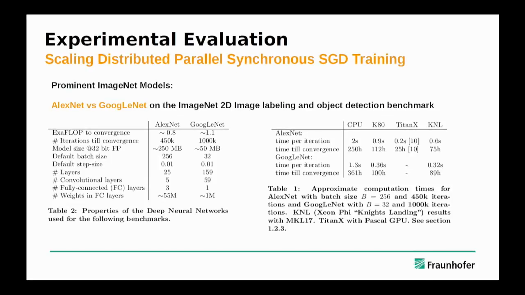Two different network architectures which are very famous, the AlexNet and the GoogleNet. Overall, the number of floating point operations to converge this model, in both cases, is around 1 exa floating point operations. And both are nowadays considered to be rather small networks.